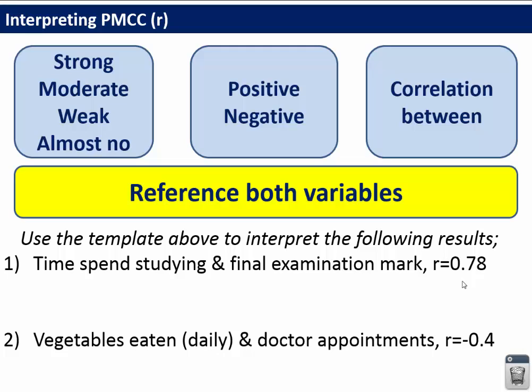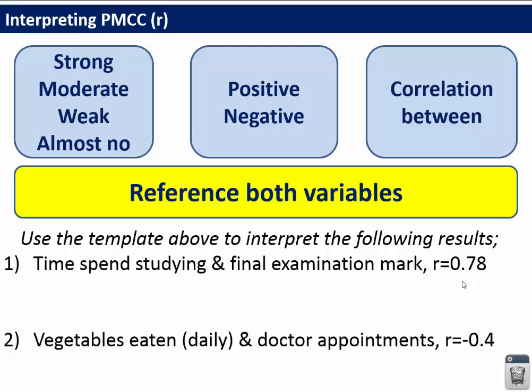Our next part of the questions that we're looking at is interpreting the product moment correlation coefficient, or R. And here we have a template set up. We have the words strong, moderate, weak, almost no. The idea is to select one of those. It's either positive or negative, and then correlation between, and then after that you refer back to the variables listed in the question. So using this as a template, we're going to interpret the following results.